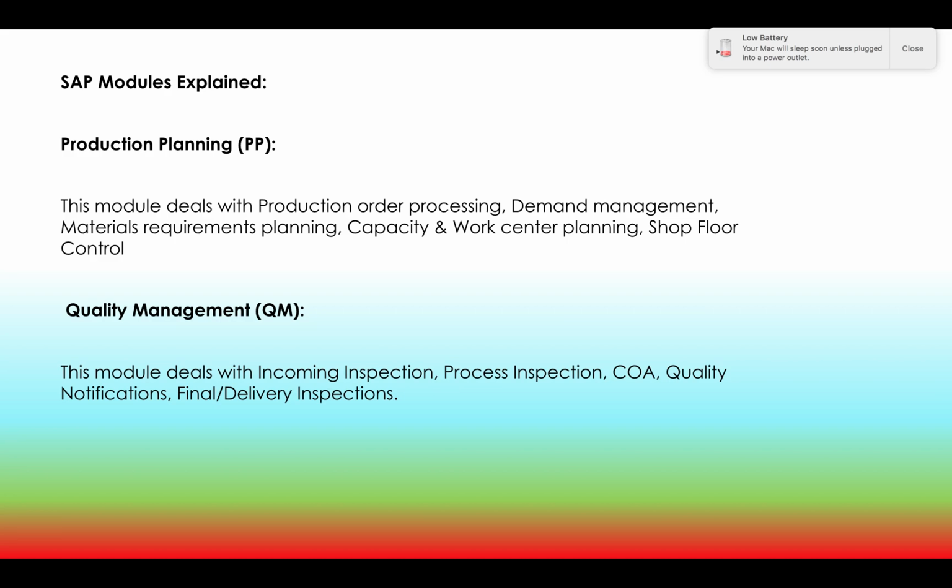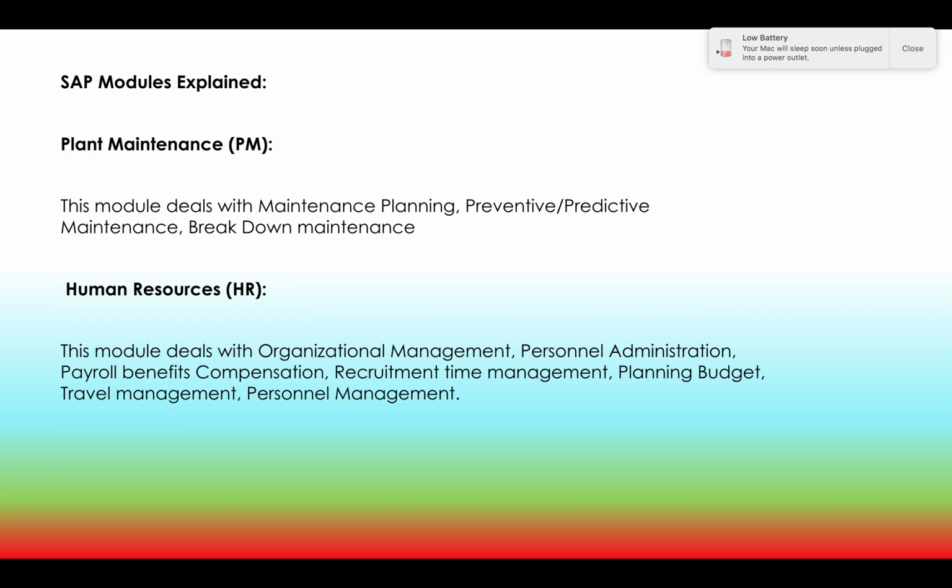And next one, quality management. This module deals with quality inspections of incoming materials and outgoing materials. In quality, we have options to maintain quality notifications, final or delivery inspections. Most of the companies use this quality inspection, but some companies may not use quality management.